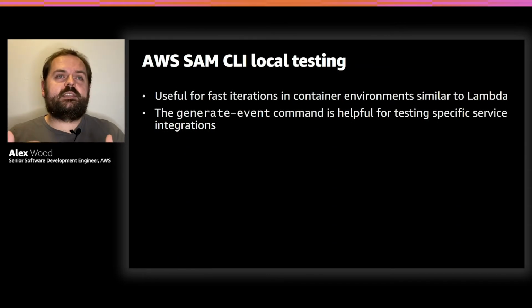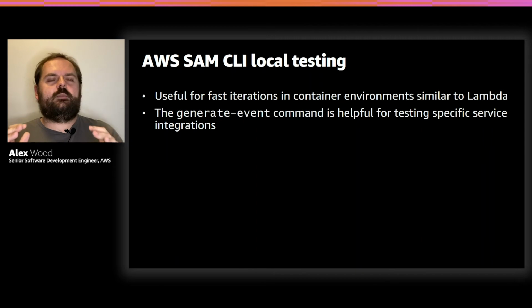So again, AWS SAM CLI local testing is really useful for fast iterations in container environments similar to Lambda. So if you're developing a function, you're making some small changes, you want to make sure that it's working properly, it's a really handy way to quickly get feedback without deploying.